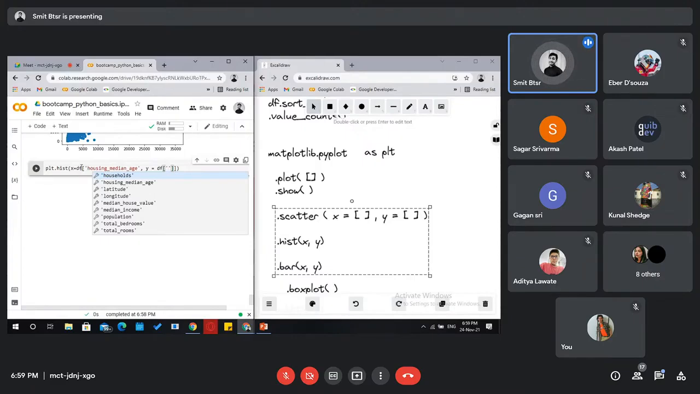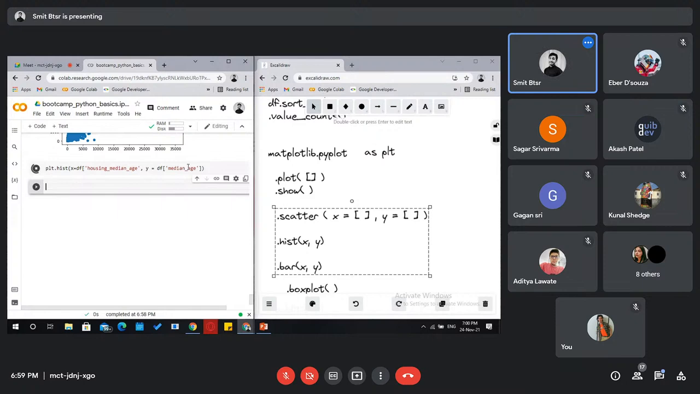I randomly selected these two, median income and housing median age, but you have to figure it out. You can try these things to understand what happened, but while actually implementing, you have to see what can be useful operations to perform. Okay.